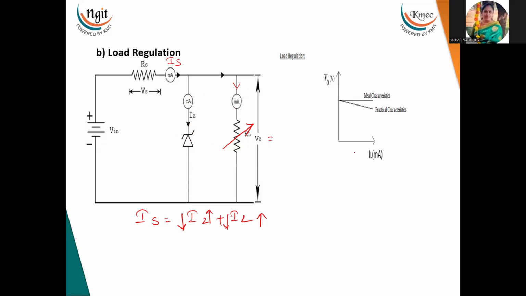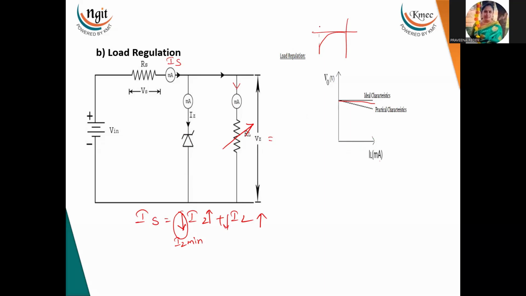Now if you see the characteristics, it is load current IL versus output voltage. This is the ideal case: for all load current values, the output voltage should remain constant. But as the load current increases, it will not maintain regulation. Why? Because if the load current is increasing, the IZ current is reduced, and if this current goes below IZ minimum, it will not give the regulation.